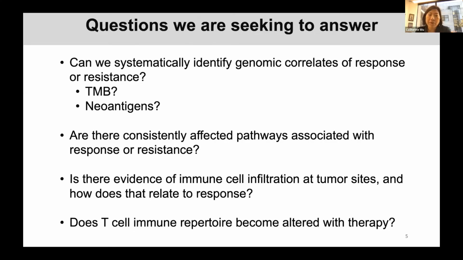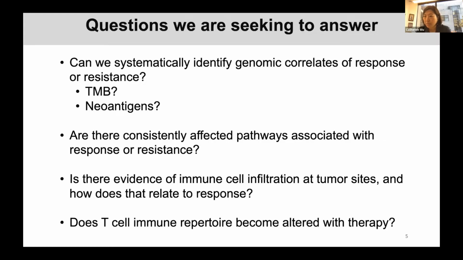When we think about RNA sequencing data, does this phenotypically tell us, are there affected pathways that are associated with response or resistance? And can we even have evidence of footprints of immune cell involvement within the tissue? So for example, through RNA sequencing data, could we see evidence of immune cell infiltration on the basis of detection of their profiles? And could that, for example, relate to response or lack of response?